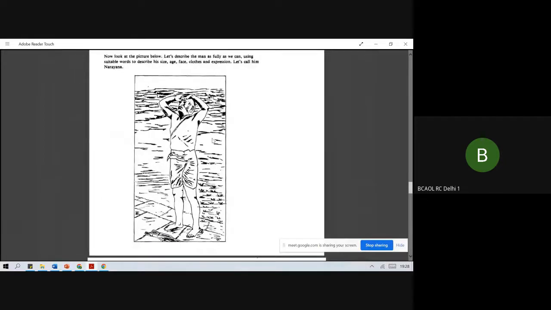See, if you are looking at my screen, I'm sharing one picture, which is from your book, block number 4, page number 15. There is a person, see, who is standing up. He is putting his hand on his forehead, and it seems like he's looking somewhere. And in front of him, you can see a groom, and he's wearing a janeu and half shorts, you can say.